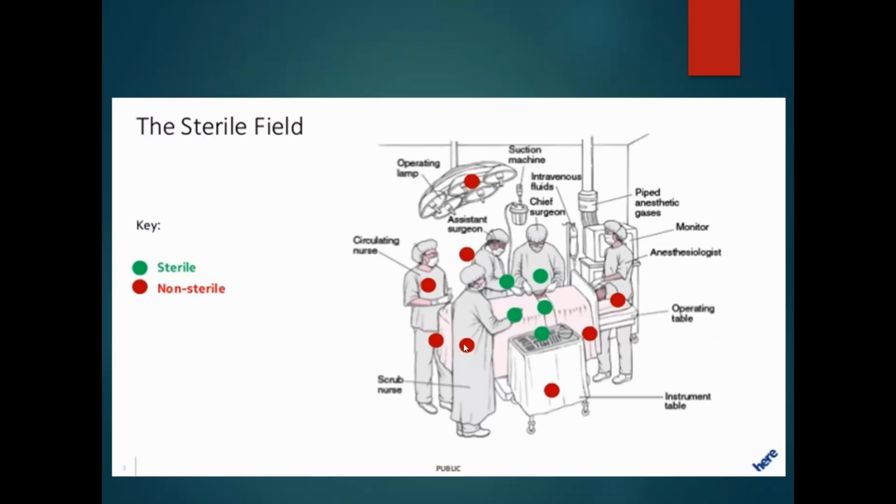But the sides, the back, this circulating nurse is not in gown and gloves, so they're not considered sterile. The assistant, the hands and the front of the gown are considered sterile, but not the back. Of course, anesthesia is not considered sterile, and the sides of the drapes are not considered sterile.